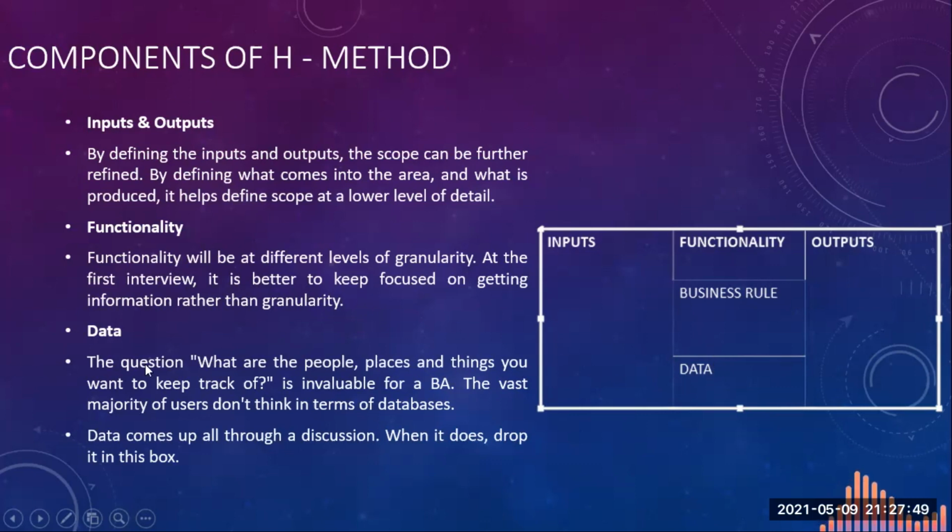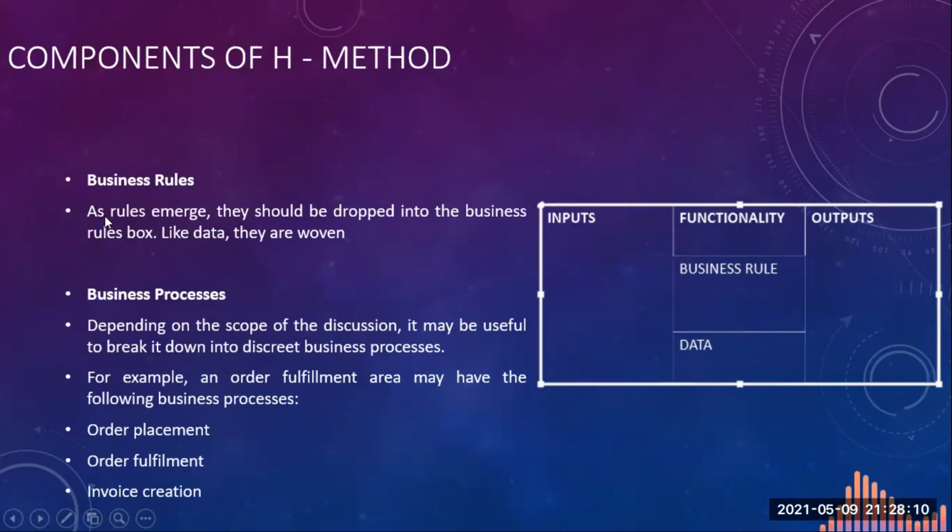Data. The question, what are the people, places, and things you want to keep track of, is invaluable for a BA. The vast majority of users don't think in terms of databases. Data comes up all through discussion. When it does, drop it into this box. Then we have business rules. As rules emerge, they should be dropped into the business rules box. Like data, they are woven in. Then we have business processes.